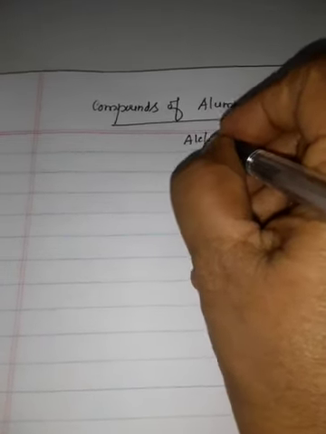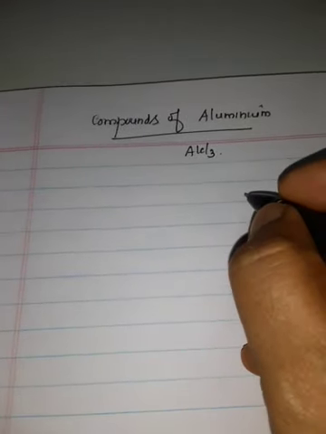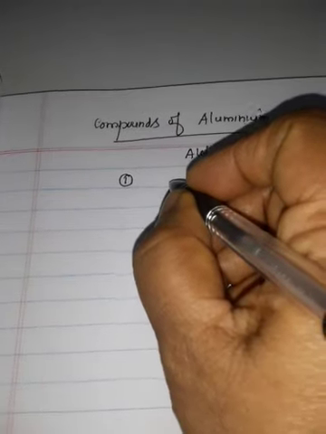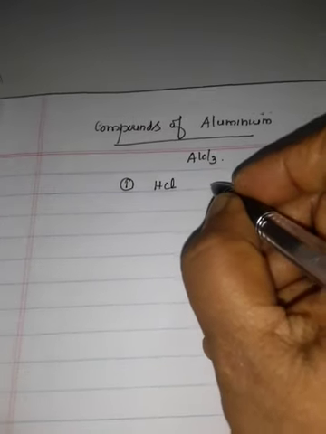Children, today we are going to see about the compounds of aluminium. Only one compound, that is aluminium chloride, AlCl3. Now we are going to see the preparation, how it is prepared. First, aluminium chloride is prepared by using HCl. This is one of the preparations.